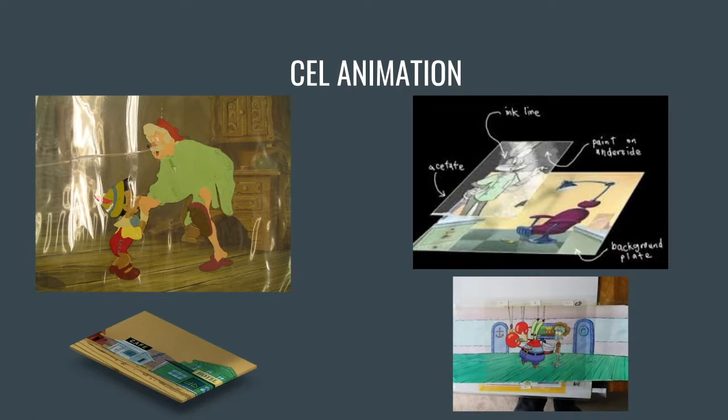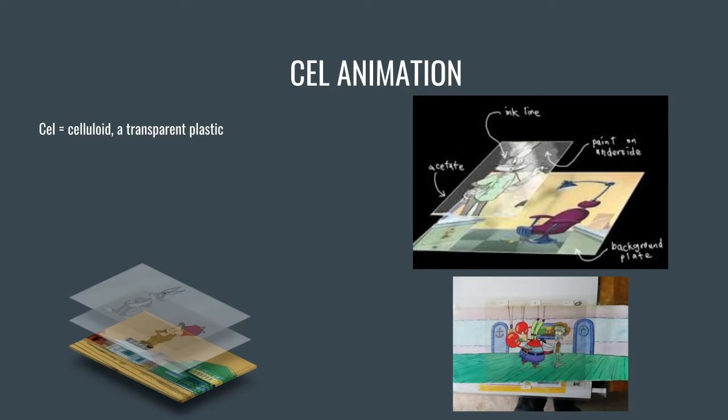Well, cell animation, first used in 1914, was an early animation form which involved drawing every frame on sheets of transparent plastic. The word cell is short for celluloid, which is a transparent plastic, and layers of celluloids were used to animate objects and characters separately to add depth to the animation. And this layering technique was an important technique that was used and is still used in today's 2D animation.